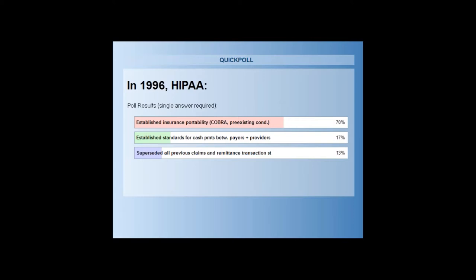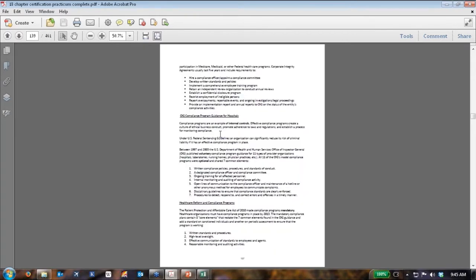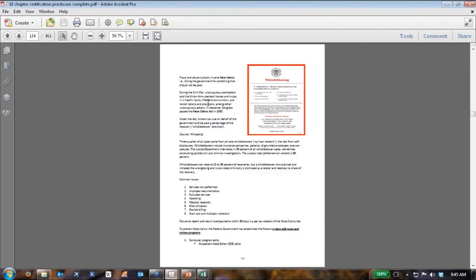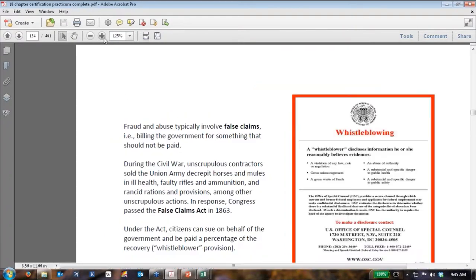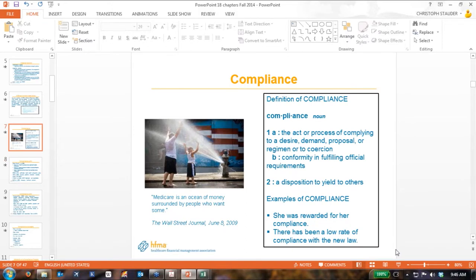So where are we now in our overall schema of things? We have gone through a lot of this compliance material. The two big ones that are left are the 990 and the Medicare cost report, and we're going to spend some time talking about those. But before we get there, we need to spend a little bit of time on some of the tools that the government uses to ensure compliance. Remember from this one slide that I showed you that Medicare is like a gusher, an ocean of money surrounded by people who want some.